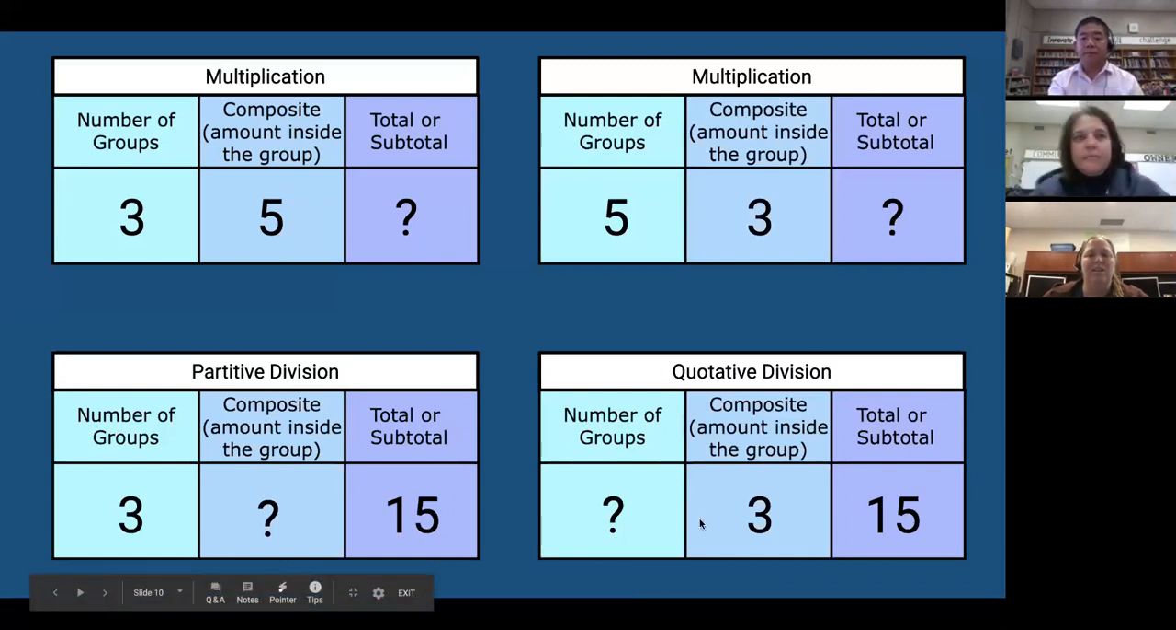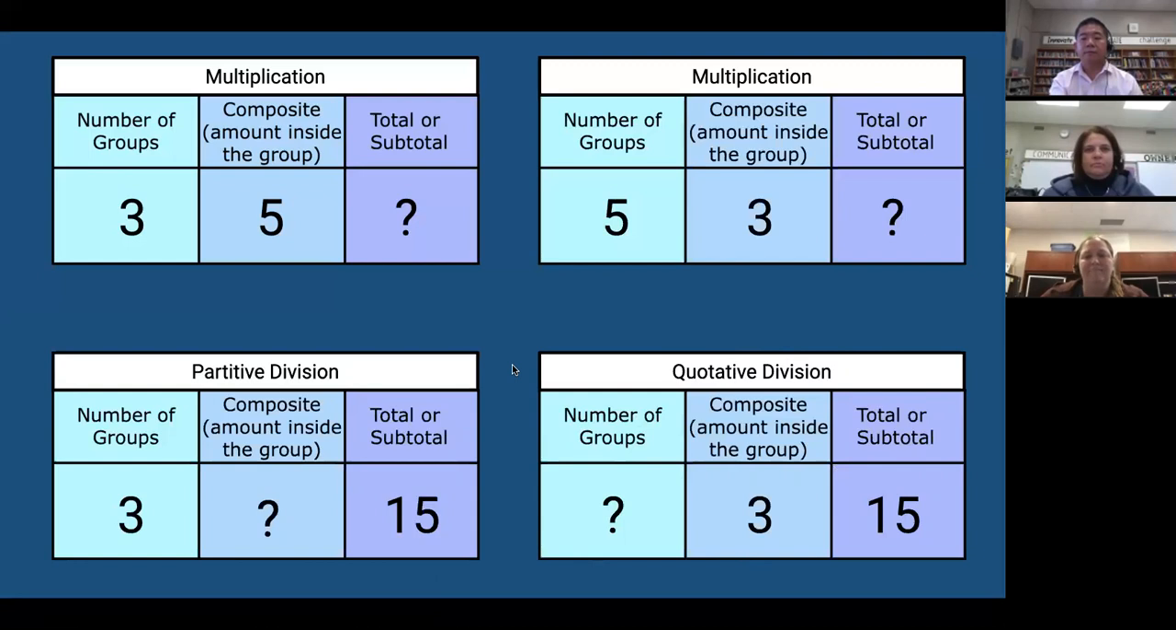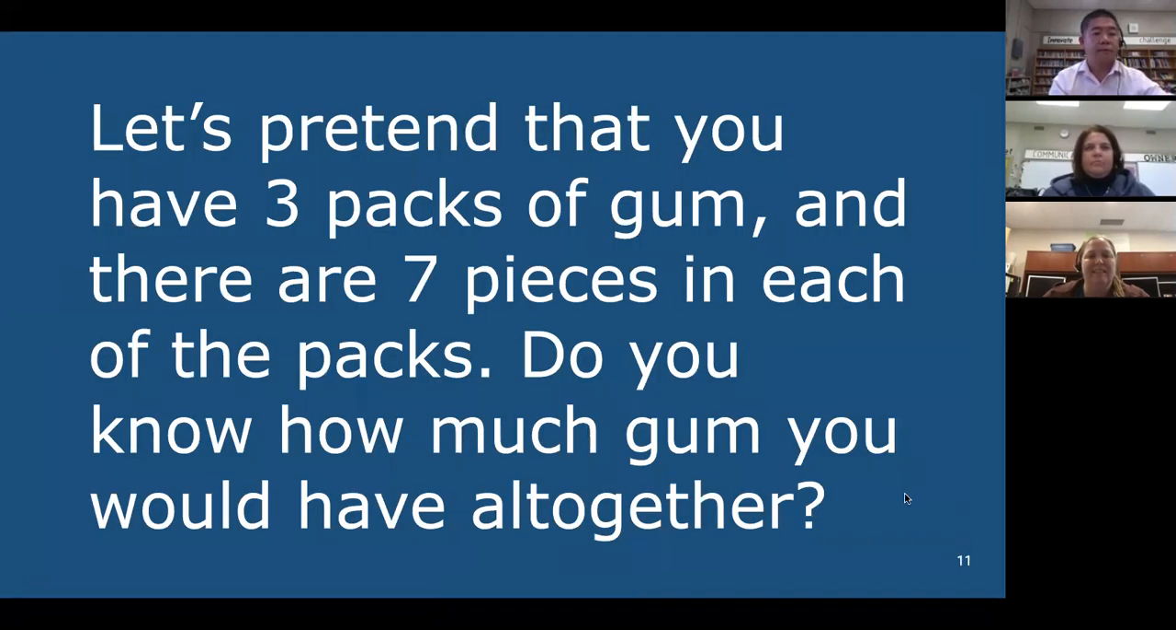We talked a fair bit about quotative division and the reasons why I think it's important for teachers to be, first of all, aware of it, and second of all, to ask quotative division problems. So today, we're going to look at a few different questions, but this is the one we're going to start with, similar to the ones we looked at previously.